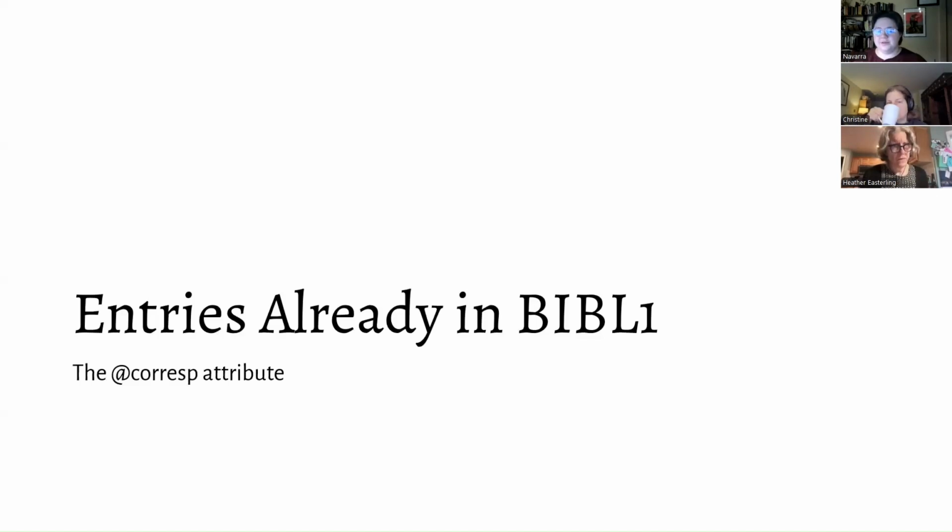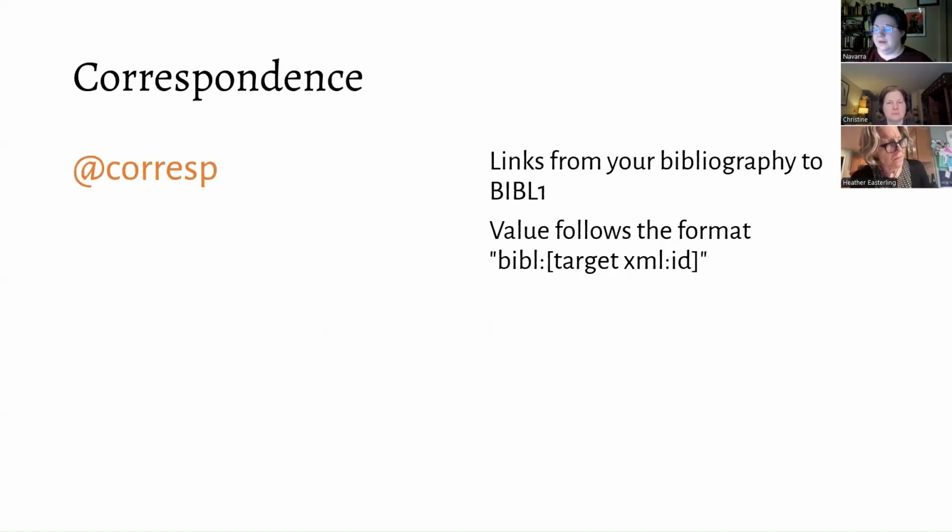So there's kind of two scenarios when you're encoding your bibliography, and you're likely to come across both inside your bibliography. The first is you have entries that are already in bibl1. You're citing Shakespeare's First Folio. We already have that in there, so you don't need to worry about encoding it all yourself. You can just use the corresp attribute. So when you have an entry and it is already in bibl1, you're going to use corresp, which stands for correspondence. And it links from your bibliography to bibl1.